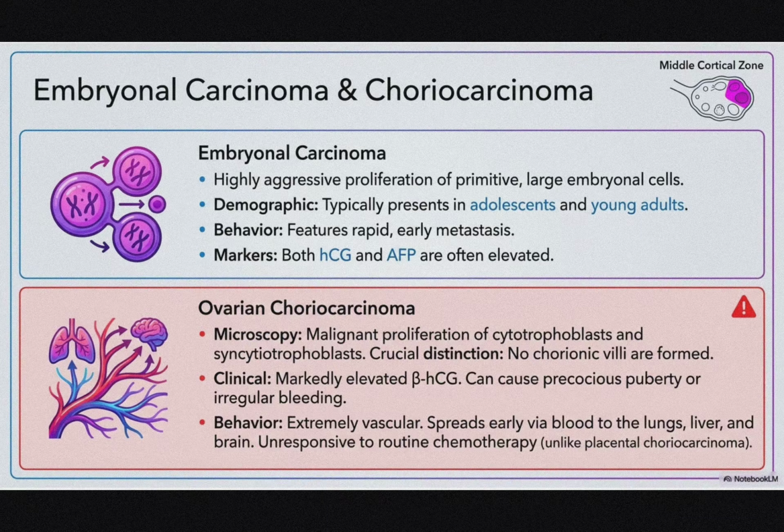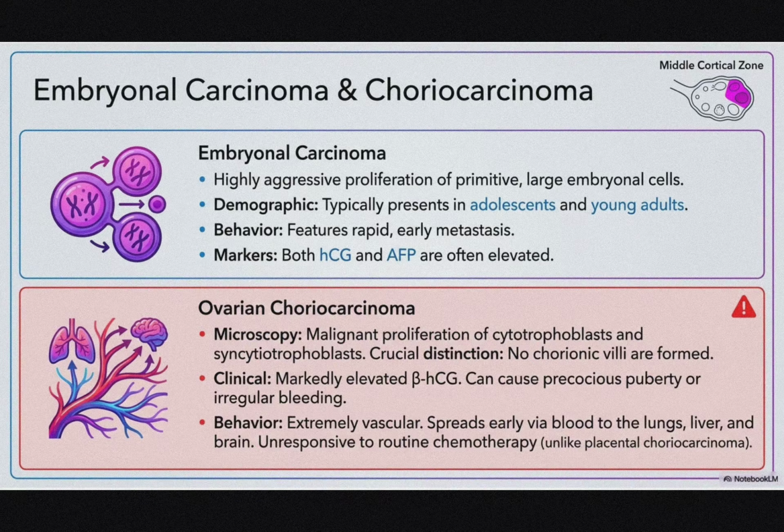Next we have embryonal carcinoma and choriocarcinoma. Embryonal carcinoma is a highly aggressive proliferation of primitive large embryonal cells. Demographic: it typically presents in adolescents and young adults. Behavior: it features rapid early metastasis. Serum markers: both HCG and AFP are often elevated.